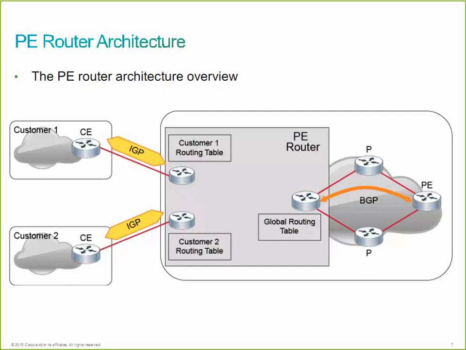But here's the key to this whole thing. Because the customer routes are isolated in these virtual route forwarding instances, different customers can have the same address space, which then provides the ability for the service provider to service potentially hundreds or thousands of clients at one time.